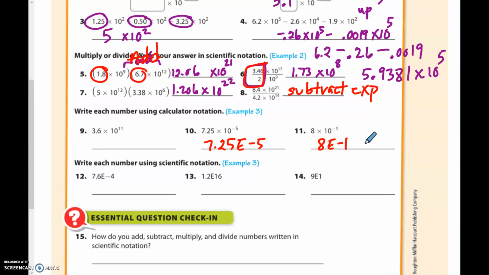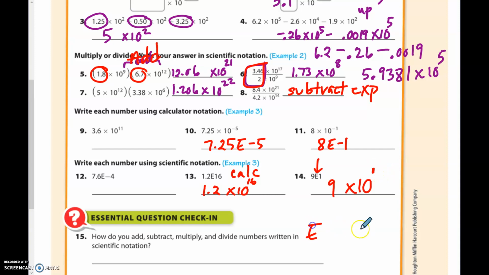So number 13, if they now want to write that, so this is on your calculator, this is what you see on the calculator, how do you write that on your piece of paper as your assignment? And that would be 1.2, and that e represents times 10, and now make sure you get that exponent written up above as a 16. And then number 14 would be 9, and remember that e, this e right here, represents times 10, and then that exponent is a 1, so make sure you put that exponent up there.